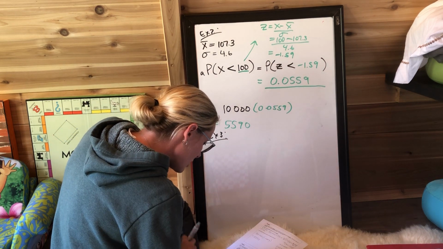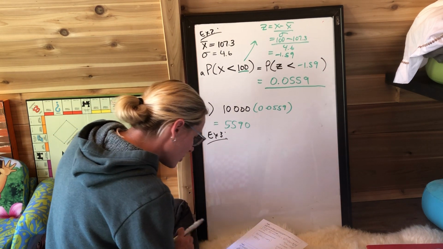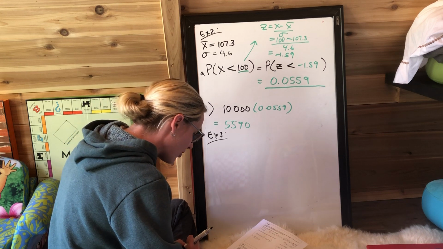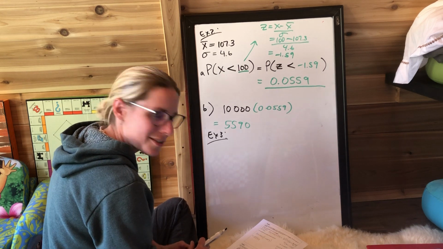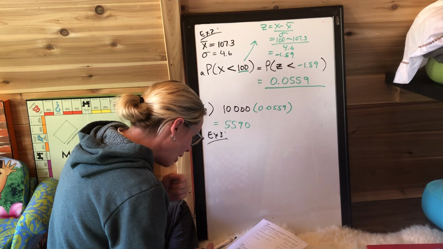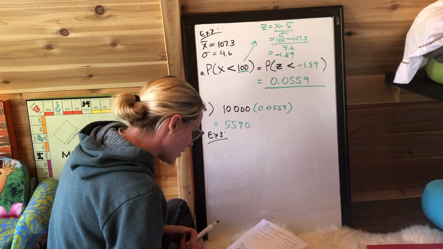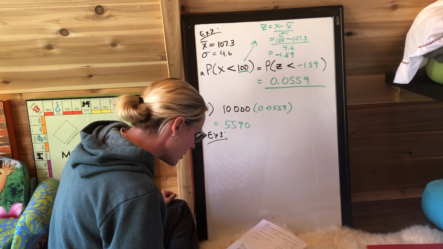Okay, example 3. The list below gives the number of patrons per day over a 30-day period during July at a theater. Not your July. No one's going to any theaters anytime soon. Assume that it approximates a normal distribution. Find the mean and standard deviation.